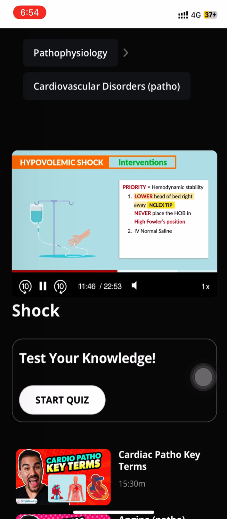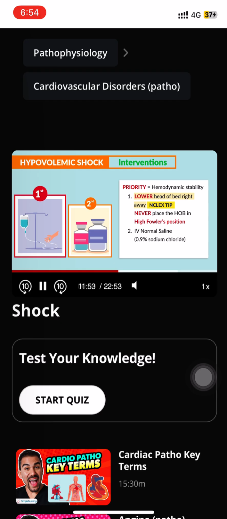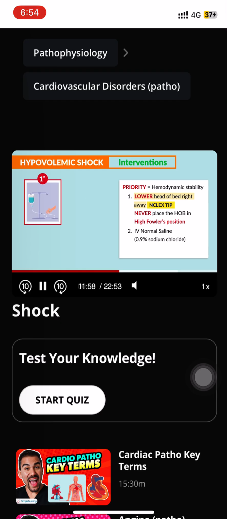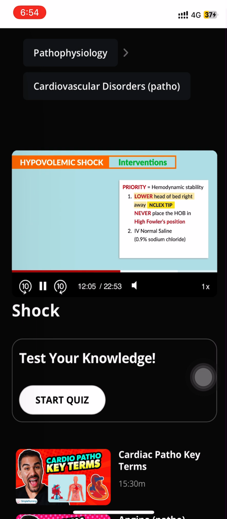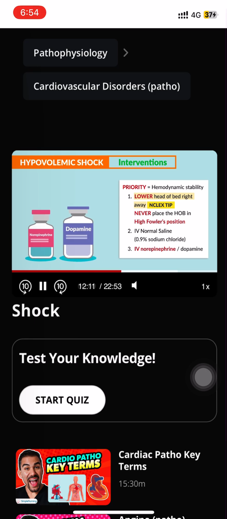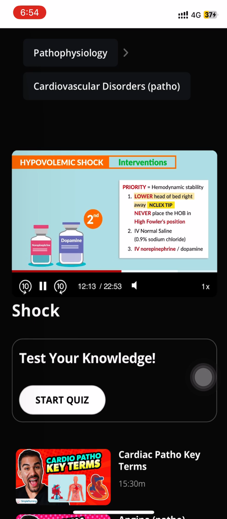So the memory trick, put the head low in hypovolemic or hypotension to prevent further hypotension there. And number 2 is IV normal saline or 0.9% sodium chloride. We do this before vasopressor medications. This is a huge key point right here, as the fluid bolus will increase intravascular volume and increase blood pressure and perfuse tissues.